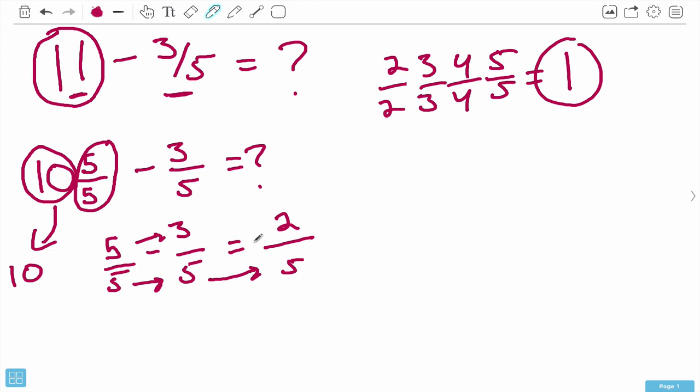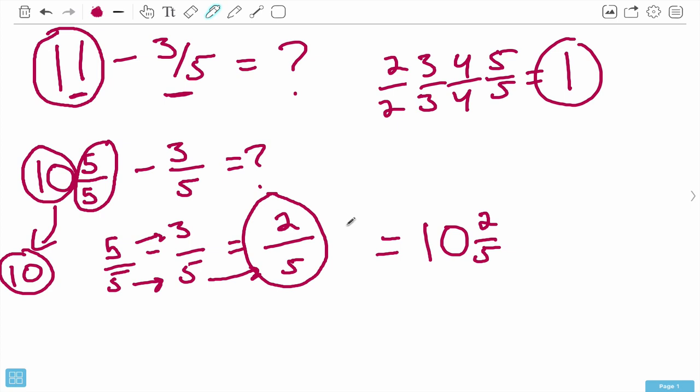So now that we have that, we can't forget that we have the whole number over here still. So now we're just going to combine them both, which gives us 10 and 2/5. So the answer to 11 minus 3/5 equals 10 and 2/5.